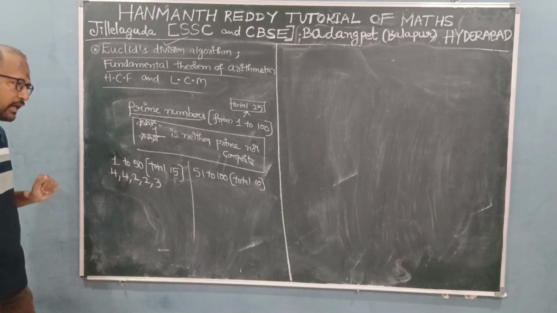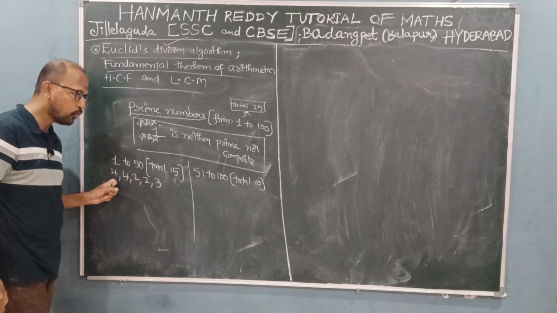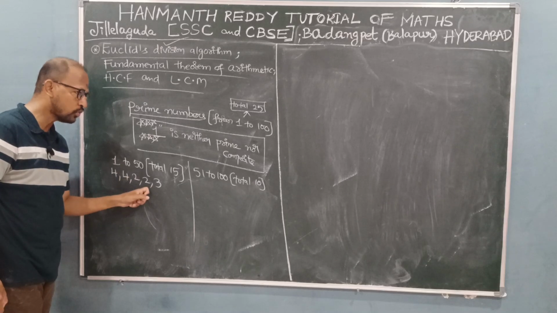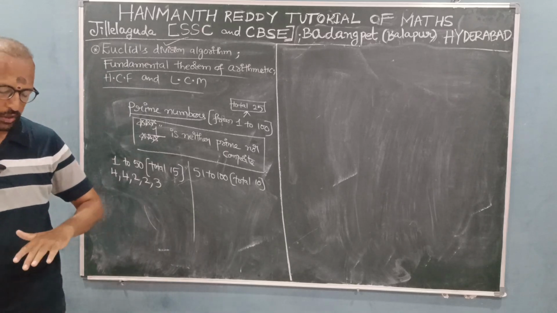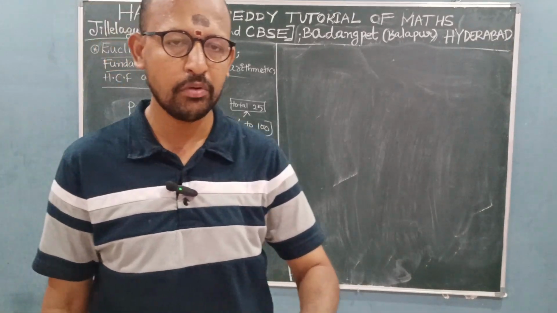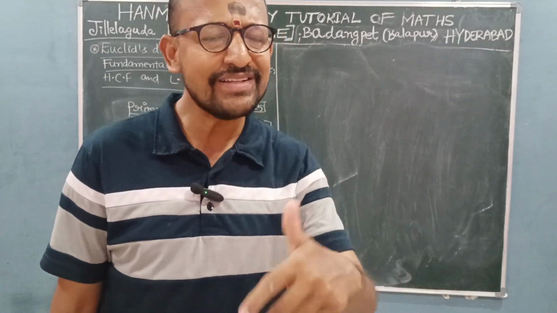Remember it as the number of prime numbers in each group: 4, 4, 2, 2, 3. Double 4, double 2, 3. But surely remember, 9 is not a prime number. Let us remember it group-wise.